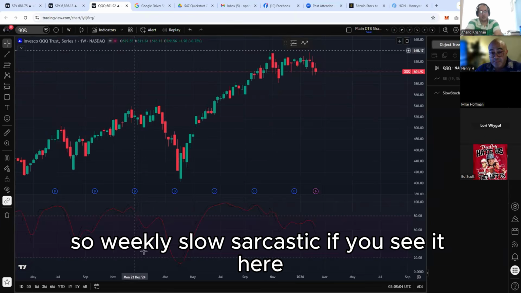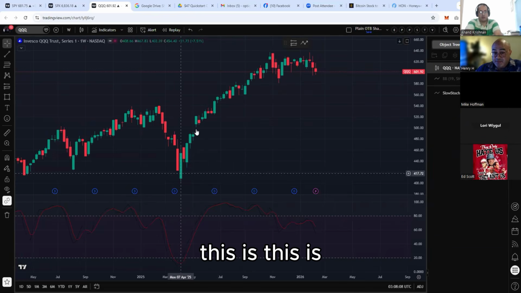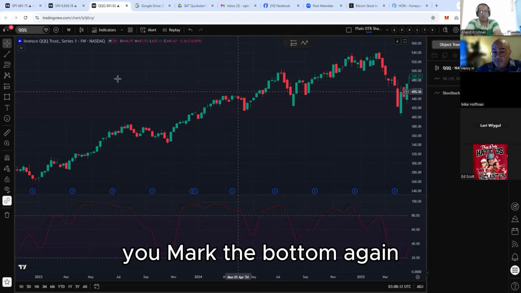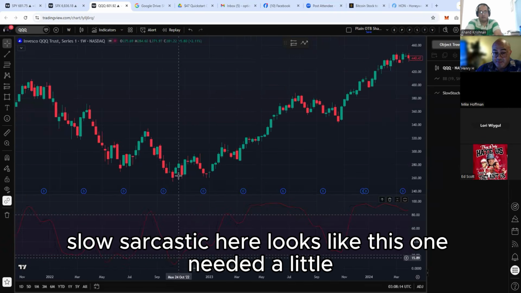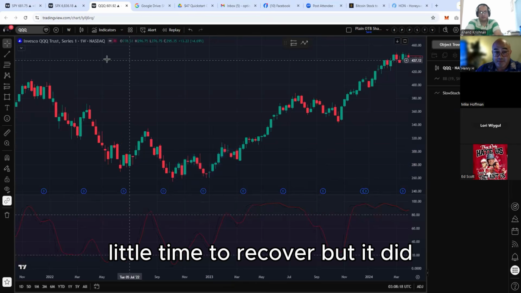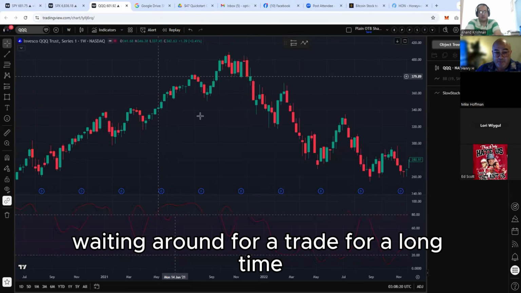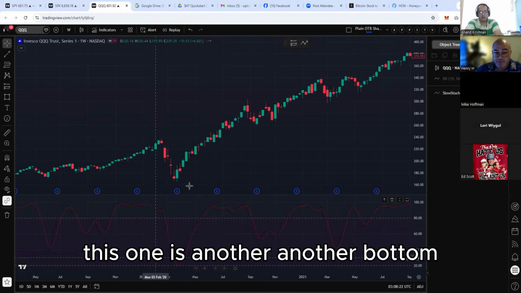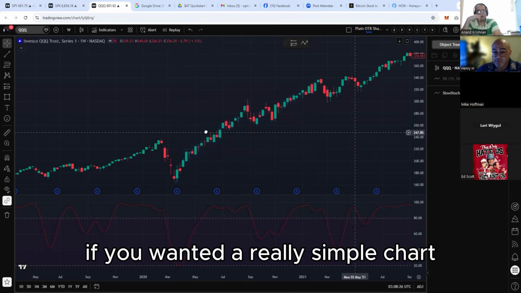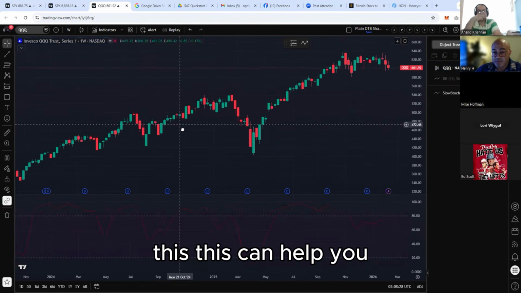So, weekly slow stochastic. If you see it here, you just mark the bottom. You see this here? You mark the bottom again. Slow stochastic here. Looks like this one needed a little time to recover, but it did. The thing is that you'll be waiting around for a trade for a long time. This one is another bottom. If you wanted a really simple chart, this can help you.